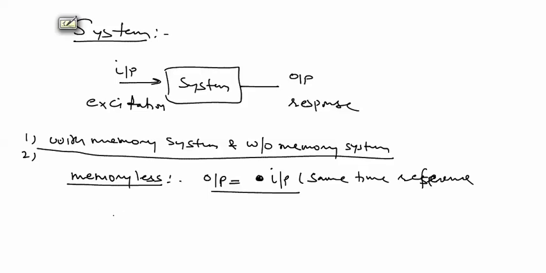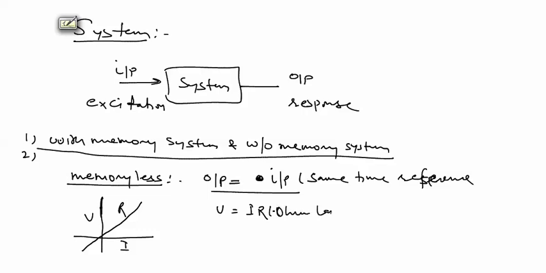Means, for example, the current and voltage relation in a circuit. For a circuit containing only resistance R, it is a memoryless system. V equals to IR, Ohm's law. It is a memoryless system.